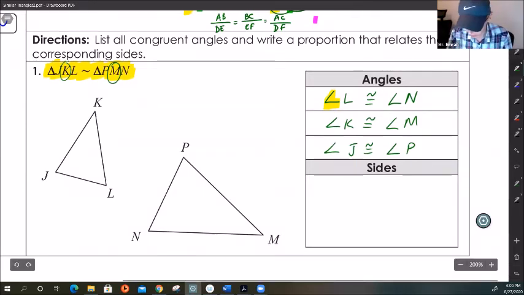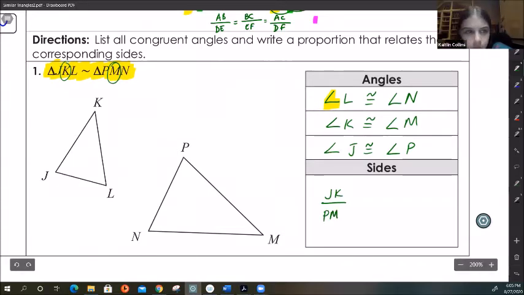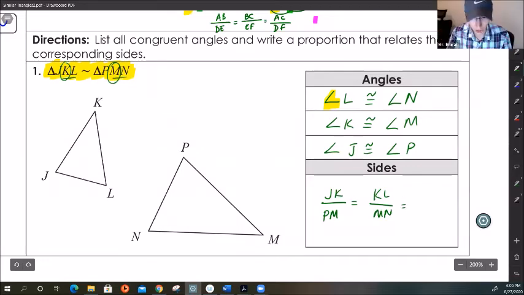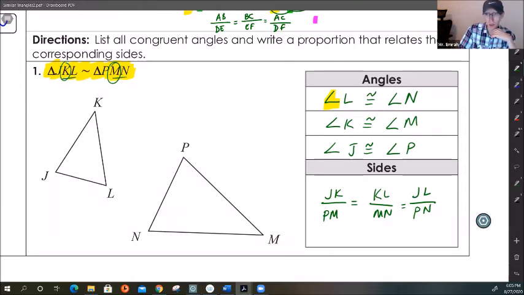If you follow the letters as I said, then you can write down the proportion of the side lengths. I will write underneath JK over what? PM. Awesome. Is equal to KL over MN. And then I know that JL has to correspond to PM, as a matter of fact. Is this easy? Okay, now we can move on to the next one.